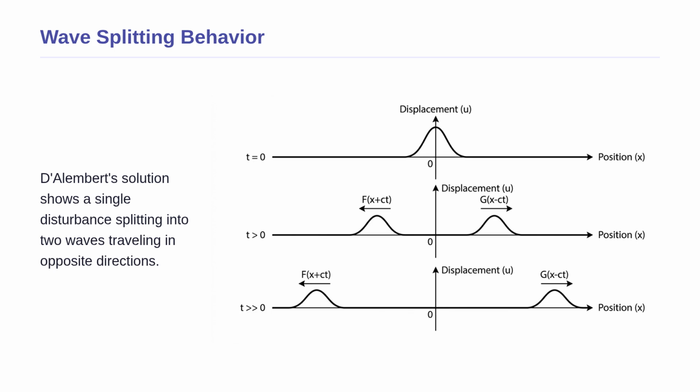As time progresses to the middle and bottom stages, the energy naturally divides itself equally. Half of the wave, labeled f, travels to the left, and the other half, labeled g, travels to the right. This splitting behavior is the fundamental characteristic of all homogeneous wave equations.